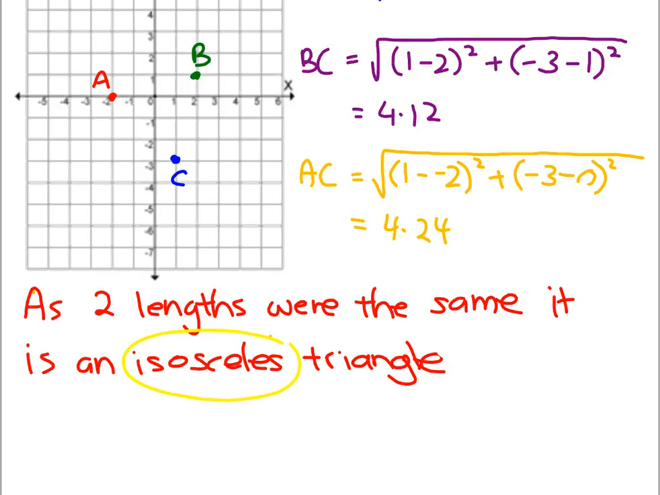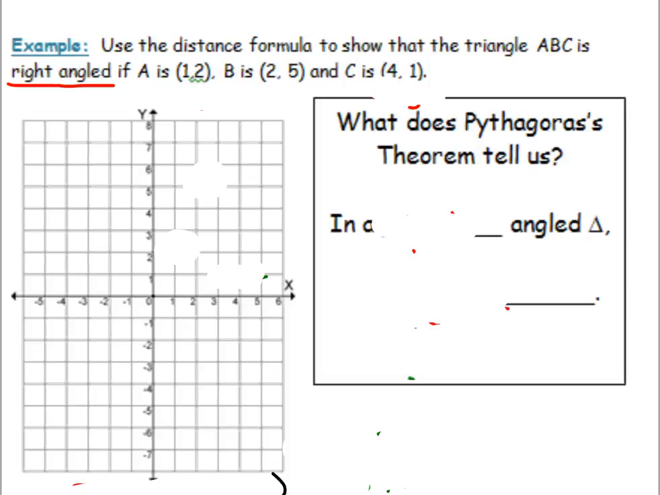Right, moving on to the next page. Another graphing one. Use the distance formula to show that the triangle ABC is right angled. So that's an interesting one. Not isosceles or equilateral or scaling, but right angled. So if A equals (1, 2), like for example x1, y1, B equals (2, 5), and C equals (4, 1).